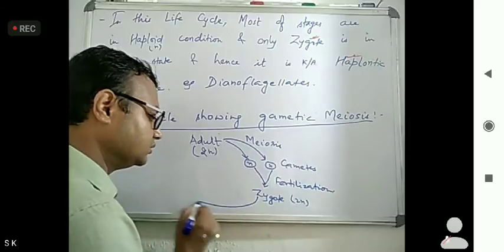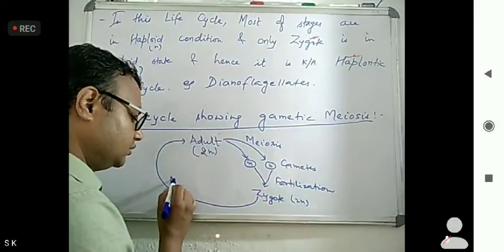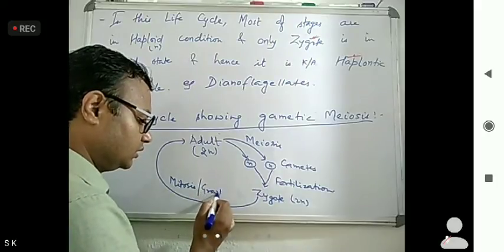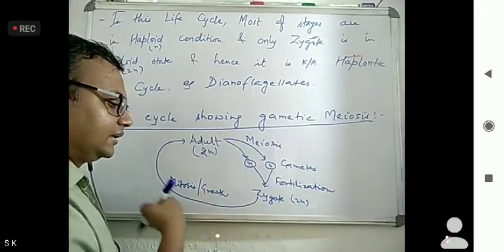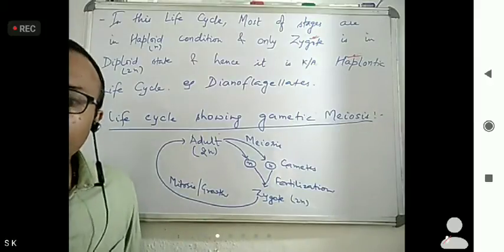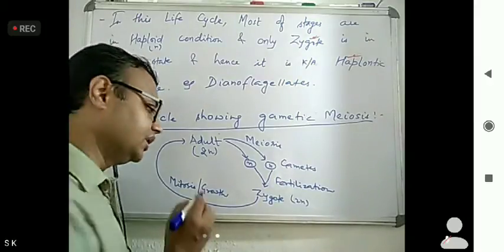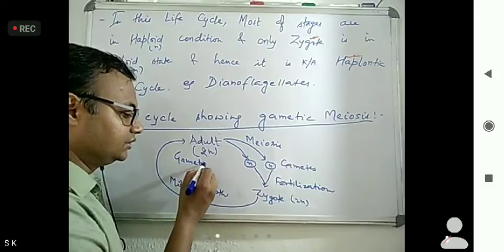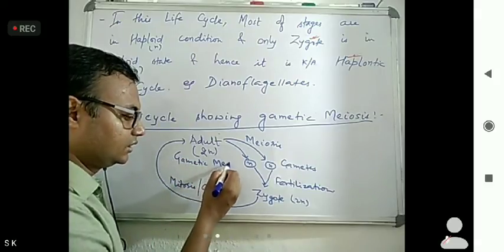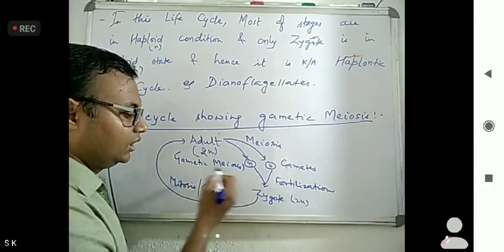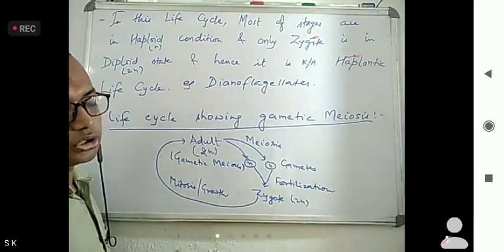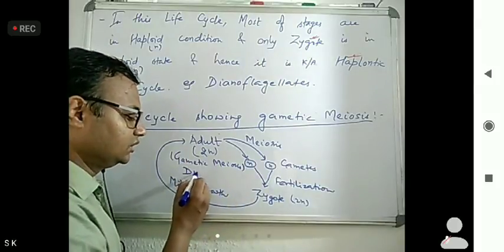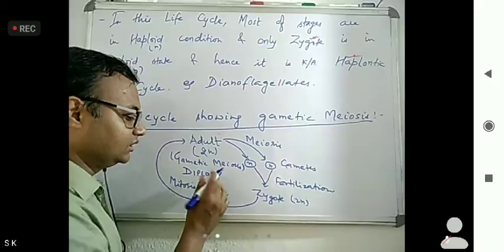In the zygote, mitosis, or we can say growth, occurs, and that is confined to what? The adult, that is diploid. This is known as gametic meiosis. Now, if you are seeing this, most of the phases are in diploid stage. That's why it is also known as diplontic life cycle.